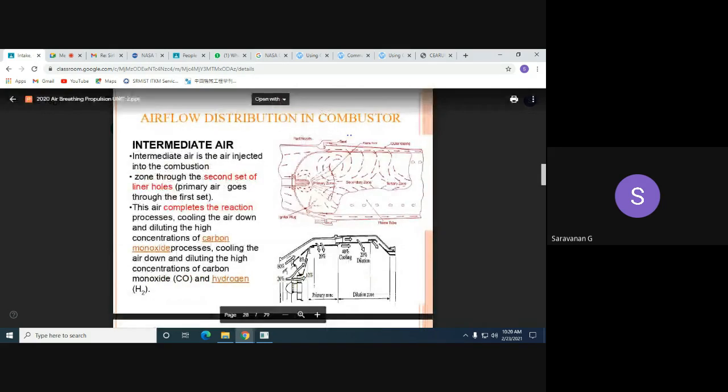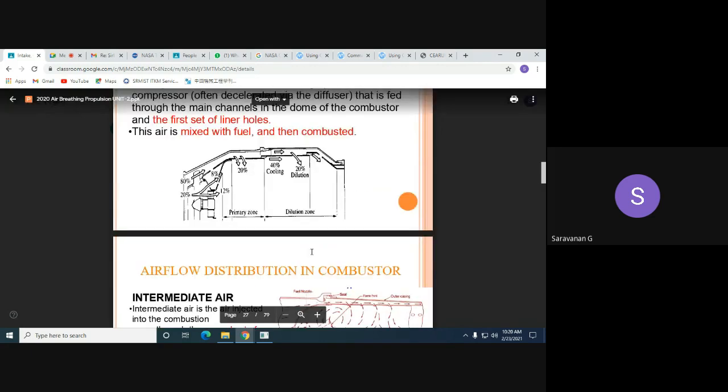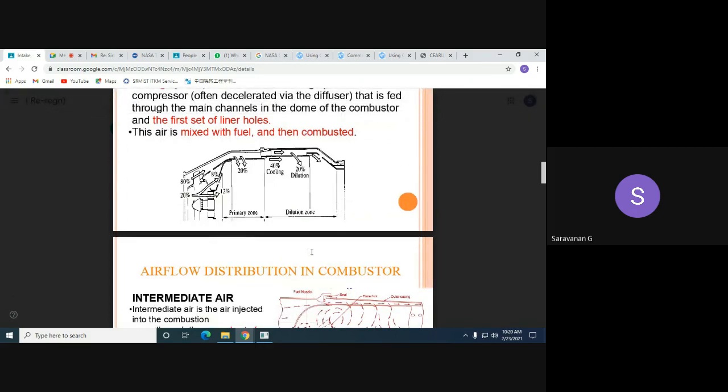The second zone is called the secondary zone or intermediate airflow stream zone. There you can see the diagram. Again, you have the flame tube with the ignition plug. We use the igniter plug for ignition purposes. Then we use the fuel nozzle to allow the fuel to flow into the system. The airflow stream is split 20, 40, and 20. The 20 is meant for primary, 40 is for cooling, and the remaining 20 is for dilution.